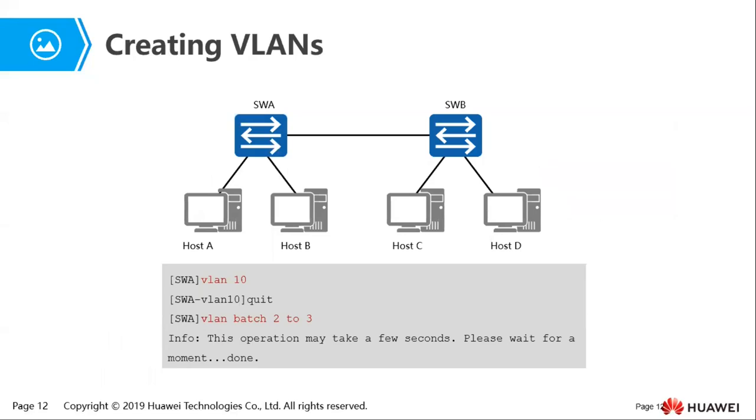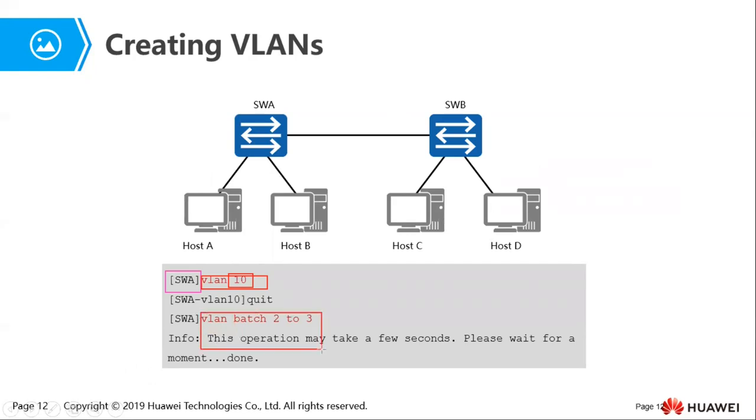So let's see how we create VLANs. We create VLANs using the keyword VLAN. So you have to be on system view. On system view, you do VLAN, then the ID of the VLAN, so VLAN 10, like that. Remember here we are on switch A.